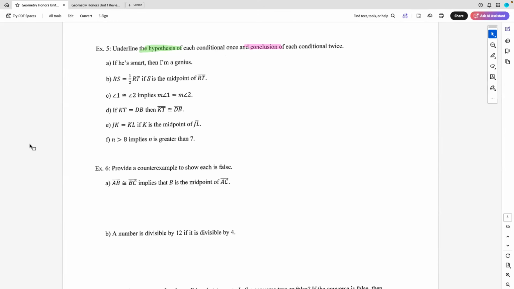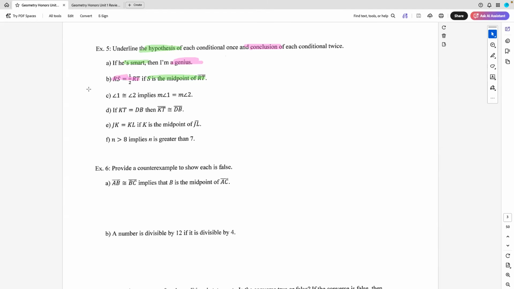If he's smart, that's a condition, right? Then the conclusion is that you're a genius. Okay. So if the if part's the hypothesis, the then part is the conclusion. Now it gets a little funny the way these are worded. RS equals half of RT if S is the midpoint of RT. What's your hypothesis for that one? Yeah. If you're a midpoint, then RS is half of this.